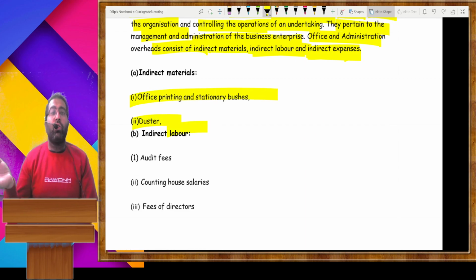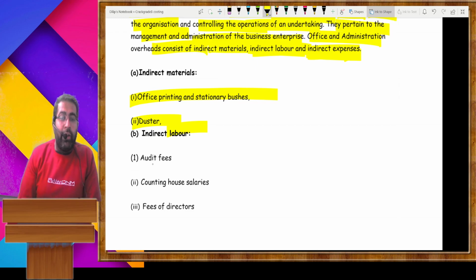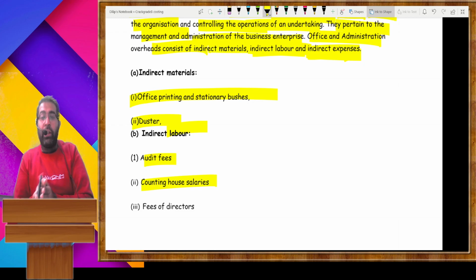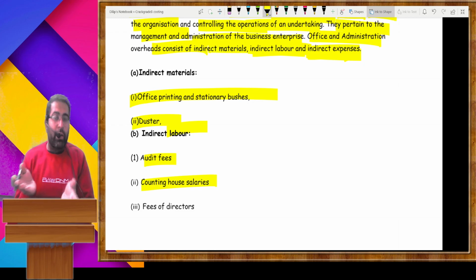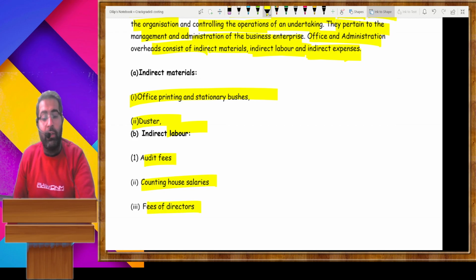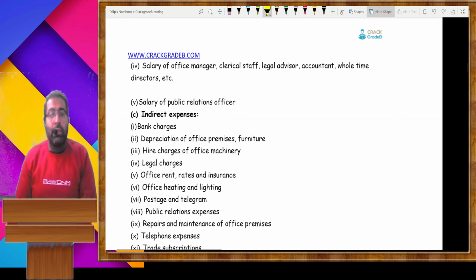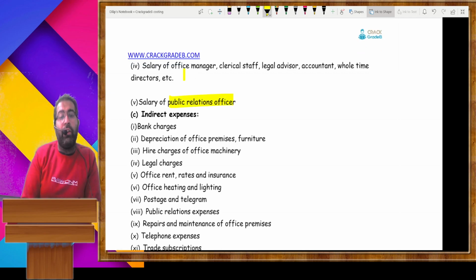Indirect labor: if I want to check my accounts, then there is a need for audit fees, counting house salary. Directors are there who take the major decisions on which type of product I have to produce. These are decided by the directors of the company. So fees of the directors, salary to the public relation officer, salary to the manager, clerk, legal advisor, accountant, these all are included in it.